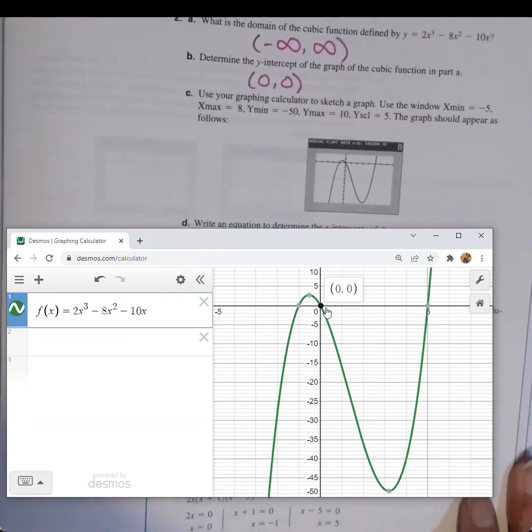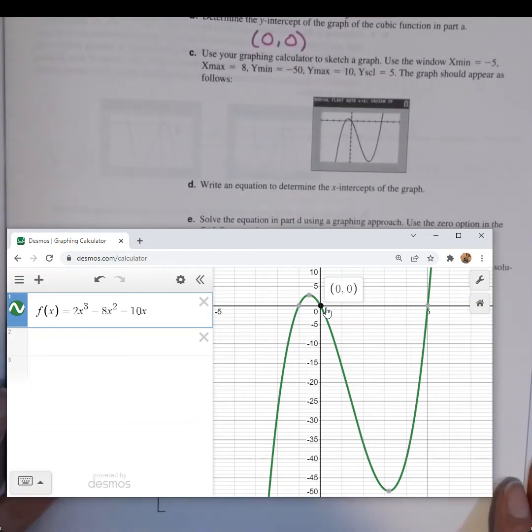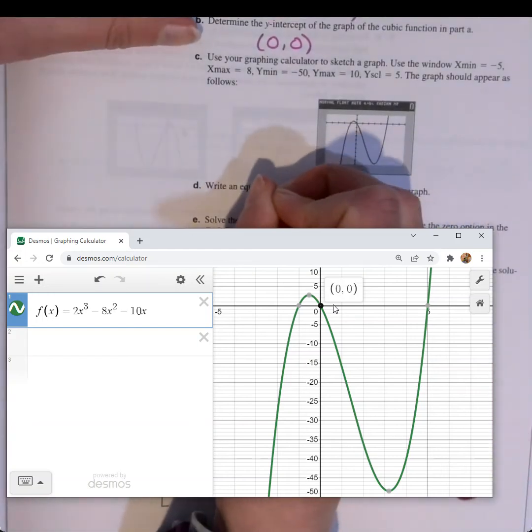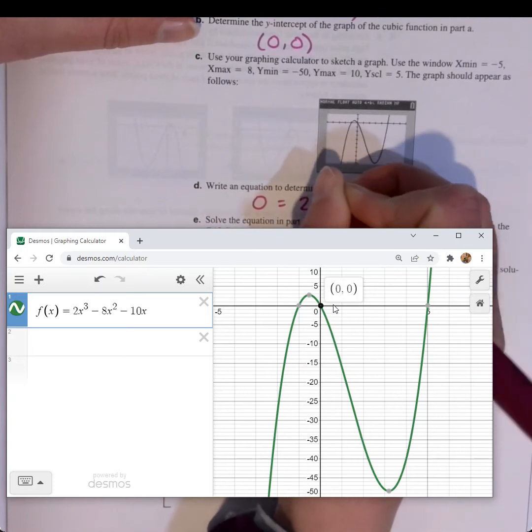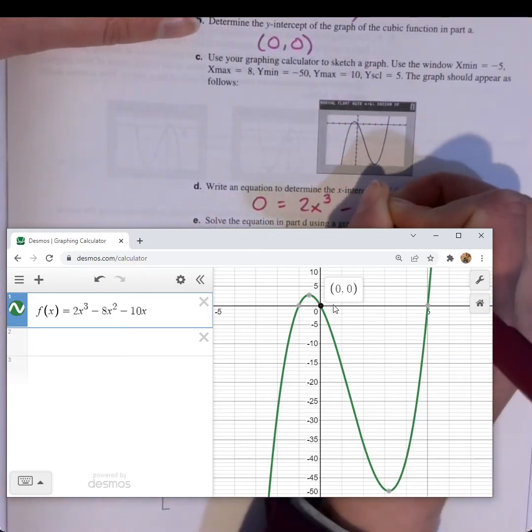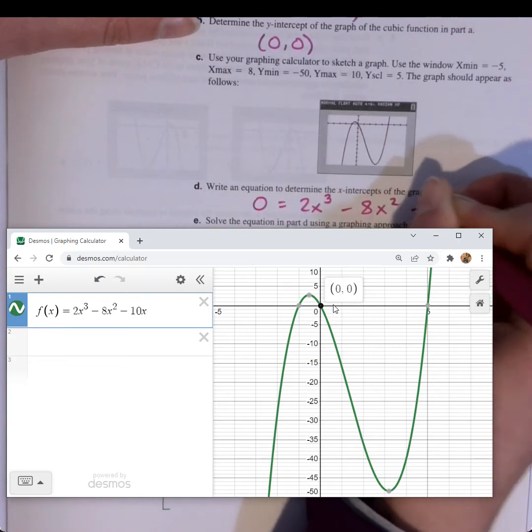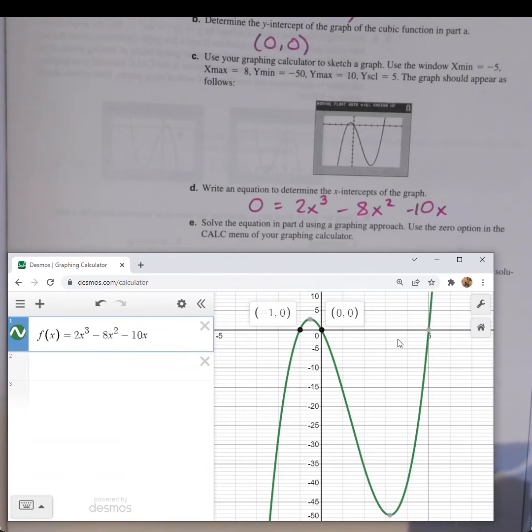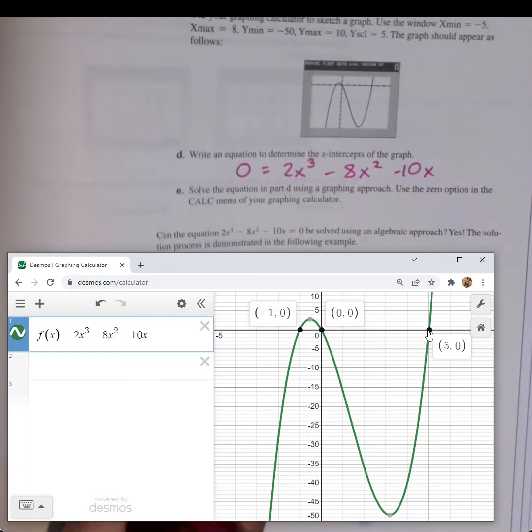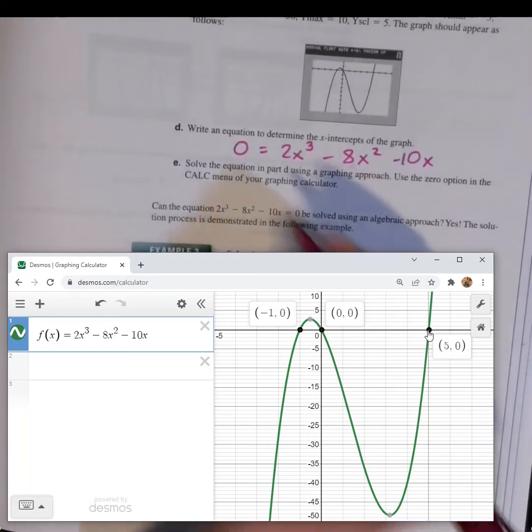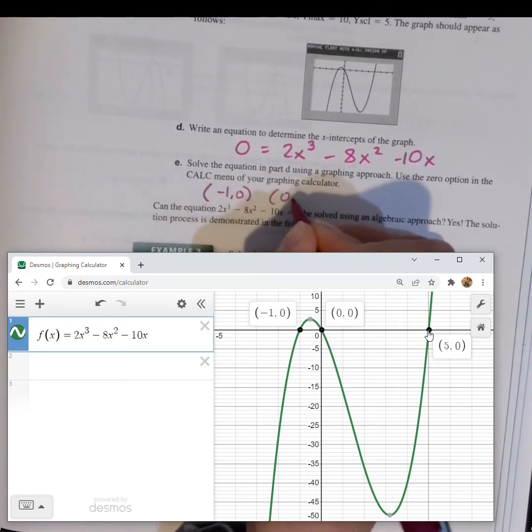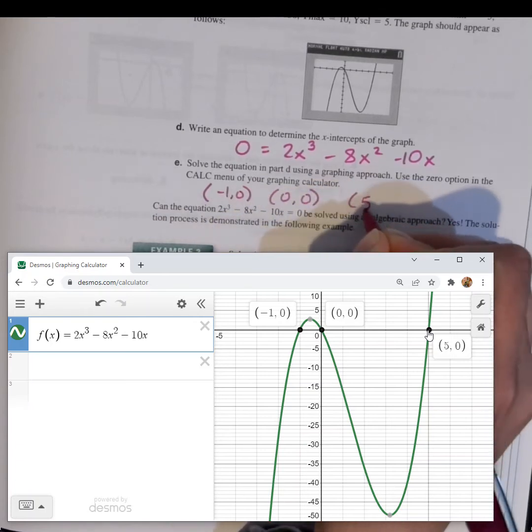Okay. Now we've got our sketch here, and we want to write the equation to determine the x-intercepts. So the equation to determine the x-intercepts would be to take the equation and set it equal to 0. So 0 equals 2x cubed minus 8x squared minus 10x. And now it wants us to use the graph to find those x-intercepts. Okay, so the x-intercepts are going to be at (-1, 0), (0, 0), and (5, 0).